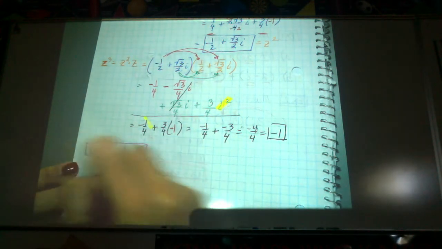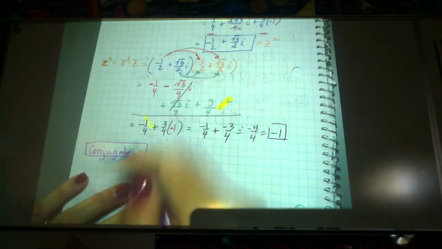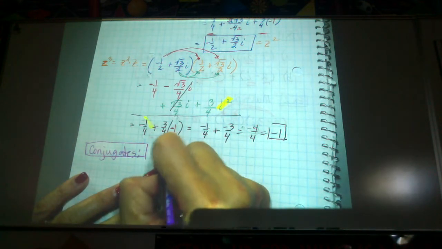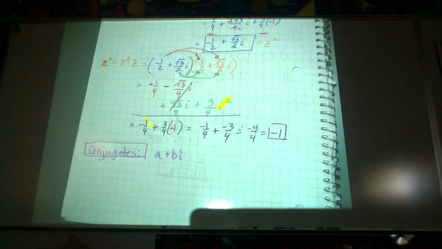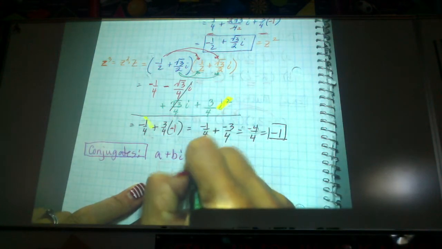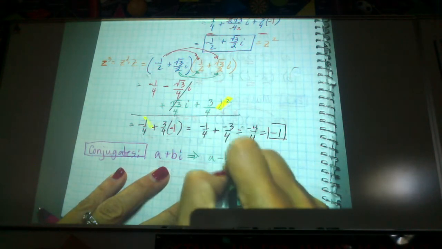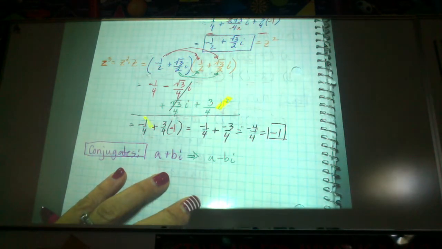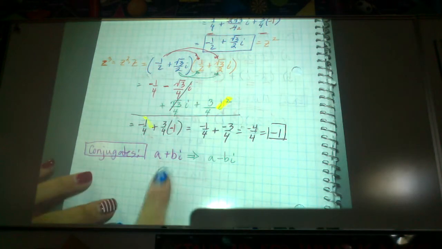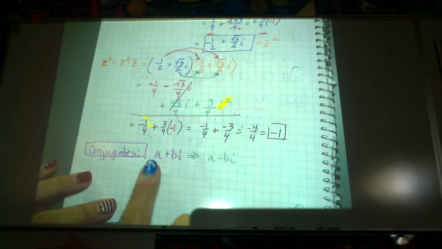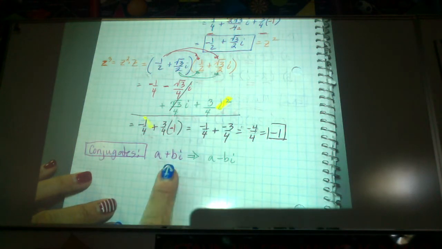So conjugates would be if I have a complex number in the form of whatever form it is, a plus bi, to get to its conjugate, all we do is write its difference of two squares factor pattern. So these are conjugates of each other. All you do is change the middle sign. You don't change the sign of the first number. All you do is change the middle sign.